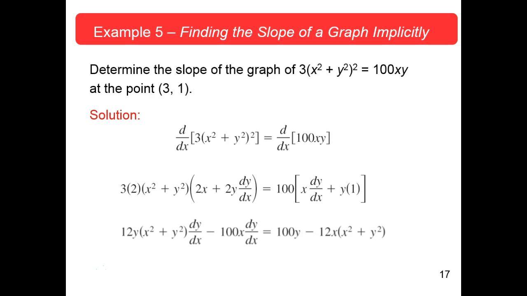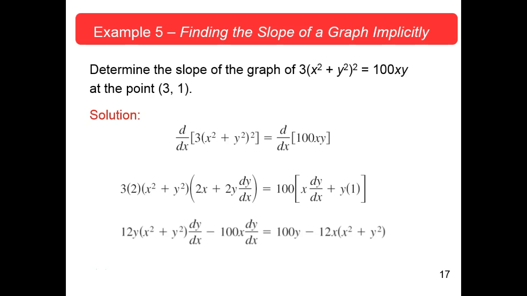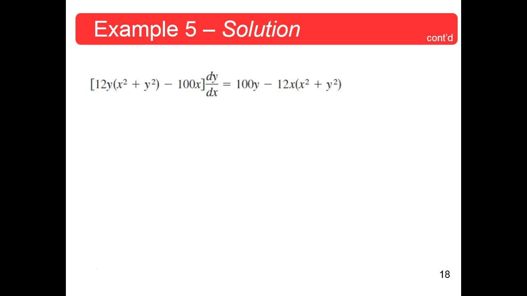Now they factored out, the next thing is to factor out the dy dx there, and you had, let's go back and see that, because we didn't do it this way. 12y times x squared plus y squared minus 100x, times dy dx. So that's what they got there. And then on the other side, they just left it just like it was.